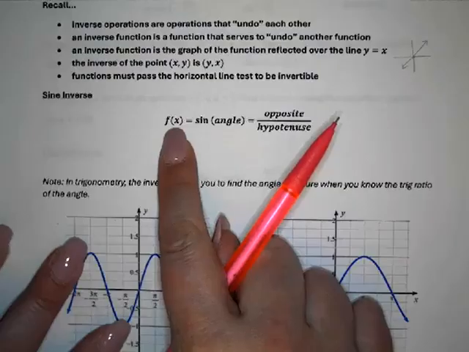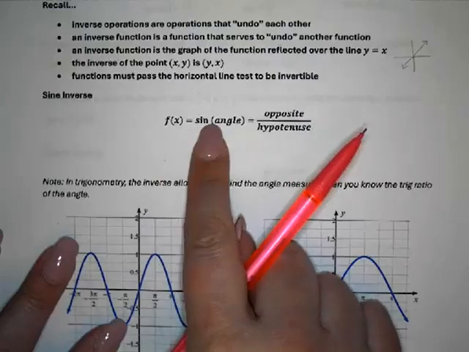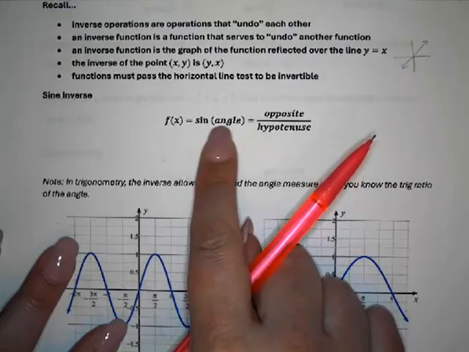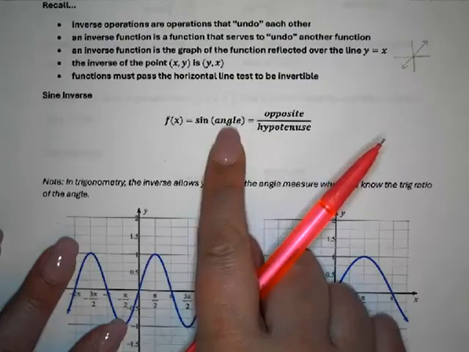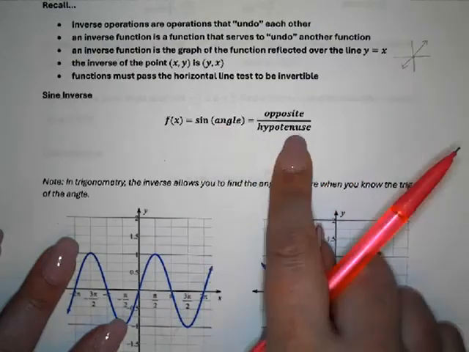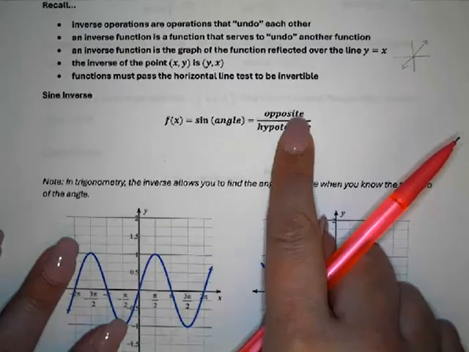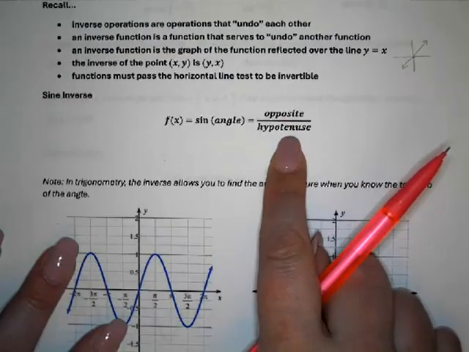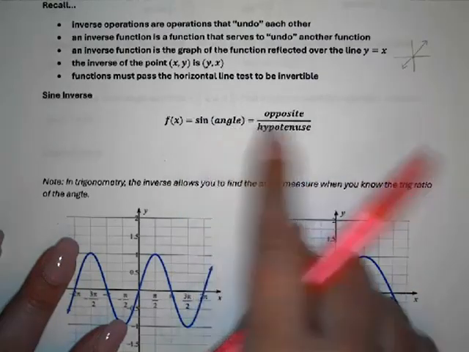So first, this is the original function. The original function is usually written as f of x or y equals sine, and then they use alpha or theta or something. So they use sine of whatever the variable is, and what they're talking about is you're plugging in an angle, and your output is some ratio that represents the opposite side of a right triangle over the hypotenuse of a right triangle. So you have a function: sine of an angle equals a ratio.